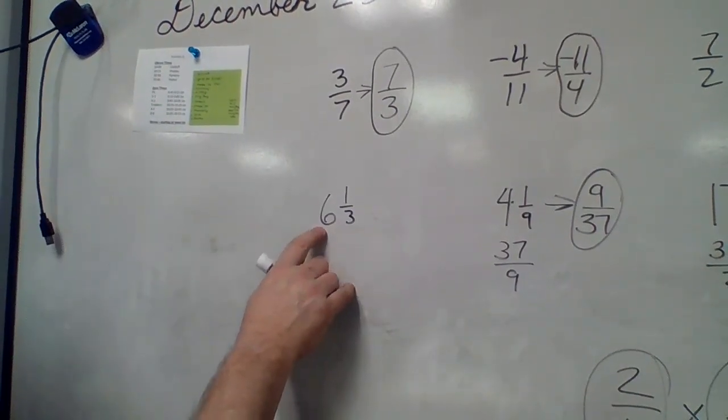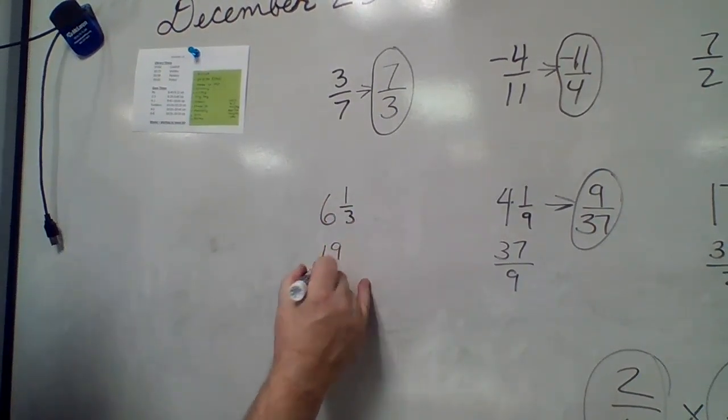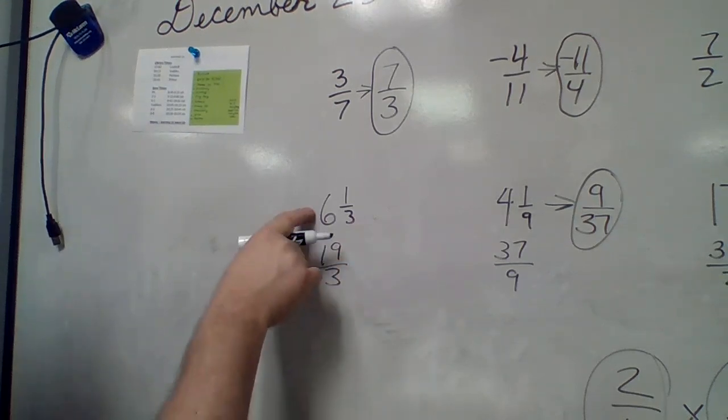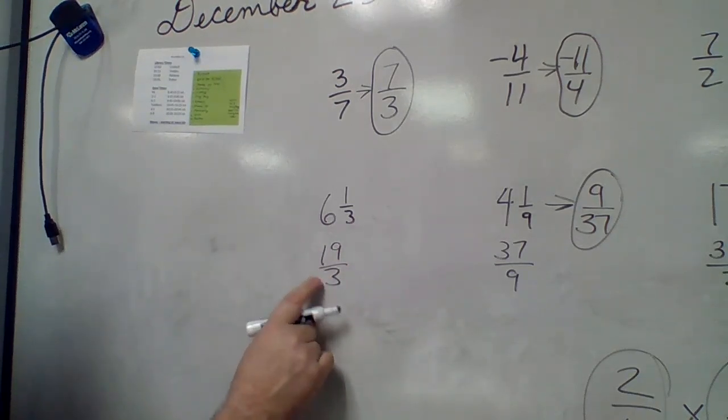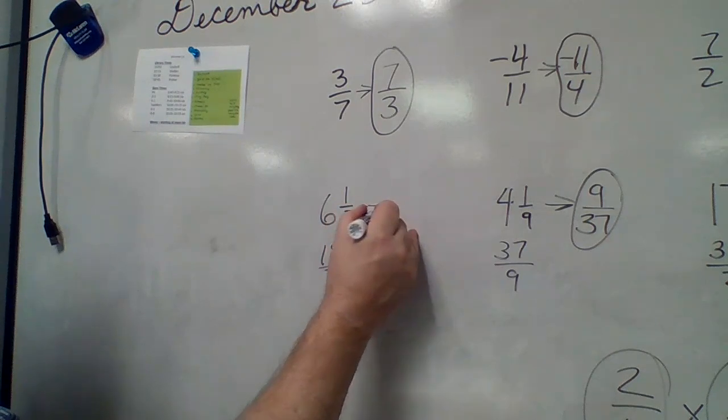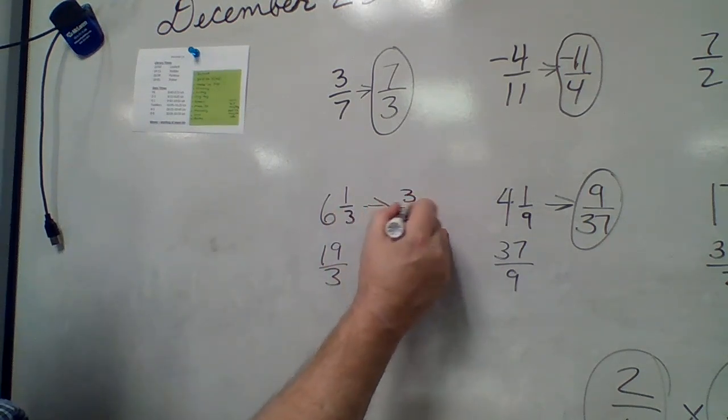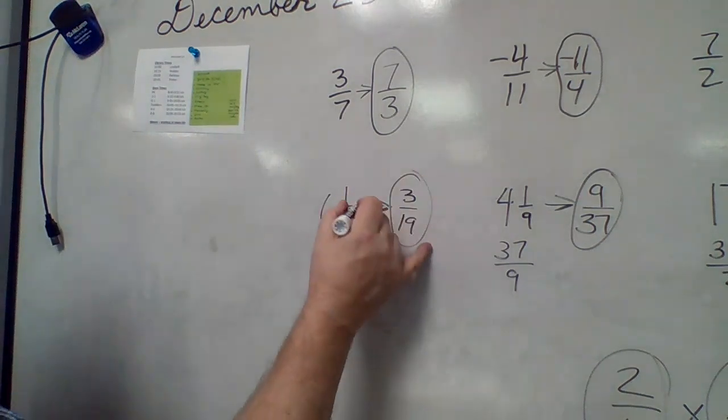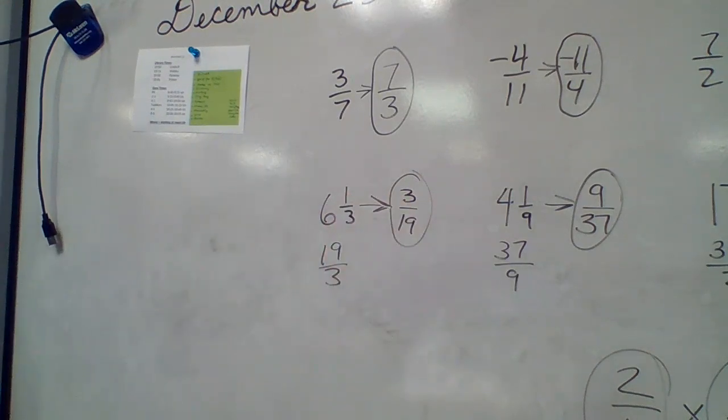3 times 6 is 18. 18 plus 1 is 19 thirds. This and this are the same number. What's the reciprocal of that? Wouldn't it be 3 over 19? You got it.